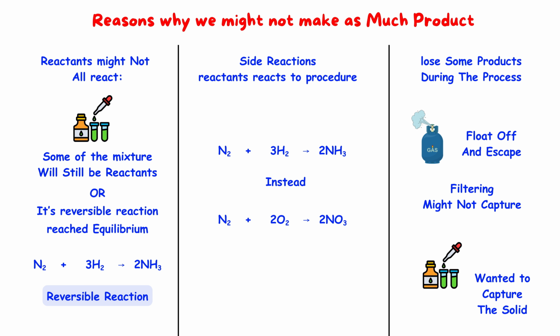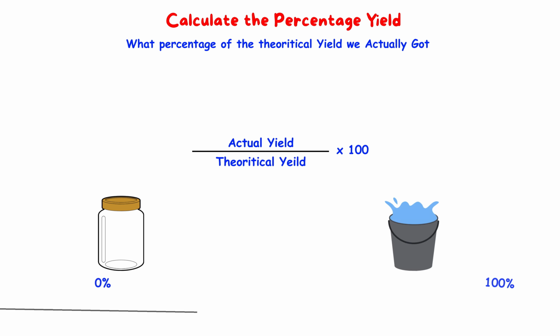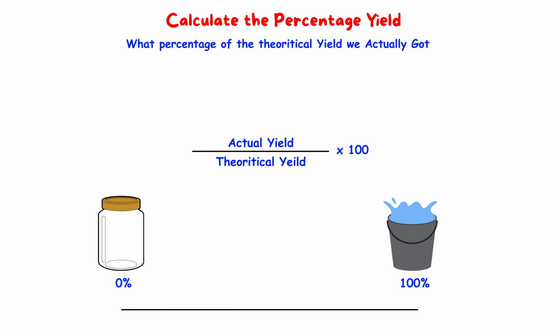Now, to express how much product we actually obtained as a percentage of what we expected, we calculate the percentage yield. The formula for this is very simple. We take the actual yield, divide it by the theoretical yield, and then multiply the result by 100. This gives us a percentage which ranges from 0% if we obtained none of the expected product to 100% if we obtained all of it exactly as predicted.